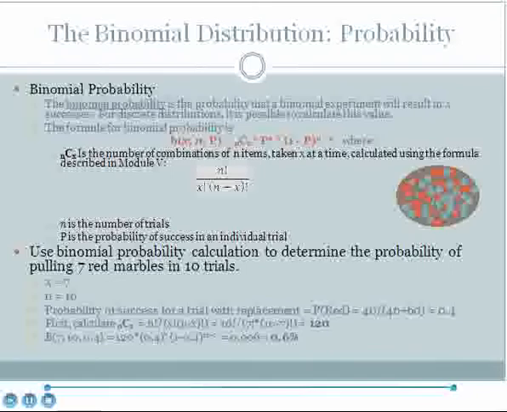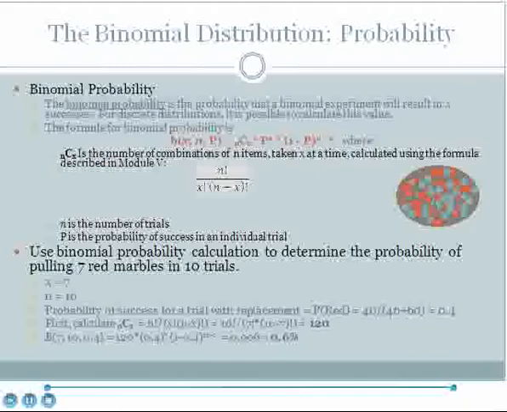The binomial probability of 7 successes in 10 trials, given a 40% probability of success, is thus equal to 120, or nCx, times 0.4, the probability, raised to the x power, 7, multiplied by 1 minus 0.4, the probability of failure, raised to 10 minus 7, or n minus x, and this gives a probability of 0.006, or 0.6%.